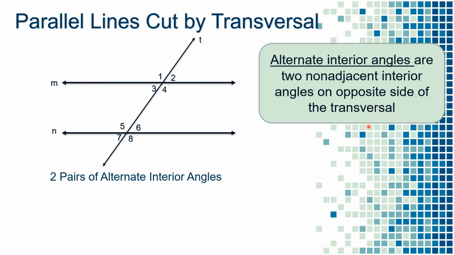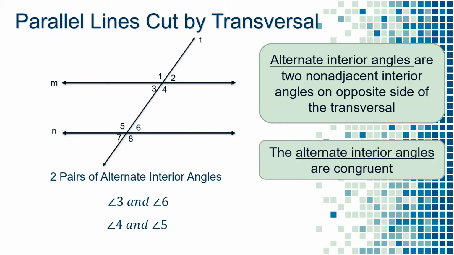Okay, so let's name the two pairs of alternate interior angles. So we have angle 3 and angle 6. And we also have angle 4 and angle 5. Now, what can you say about the pairs of alternate interior angles? Correct. The alternate interior angles are congruent.